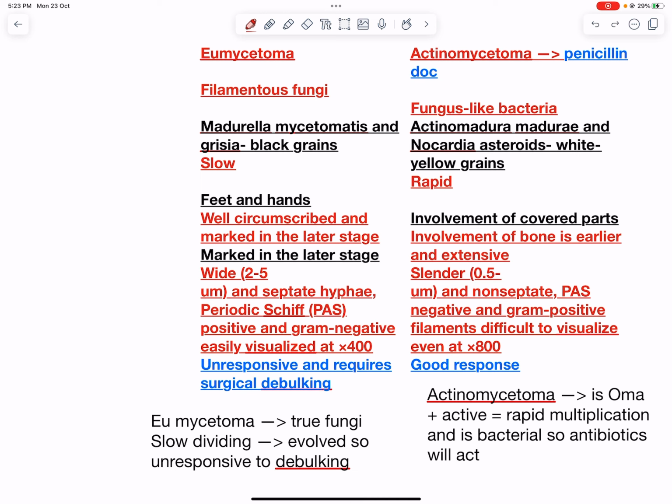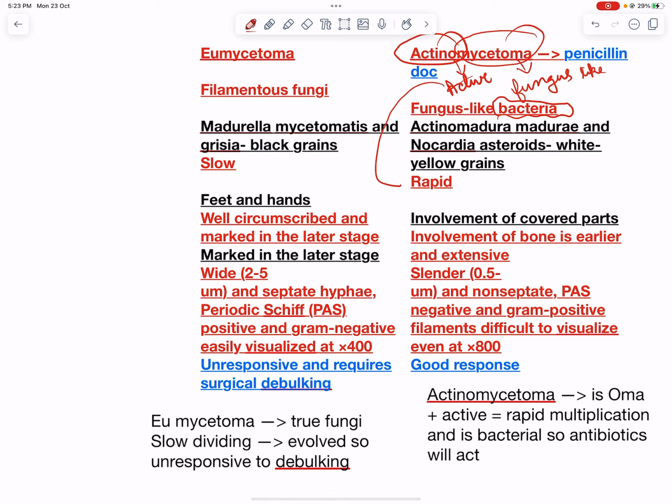So by remembering this simple fact, we can do a lot of things. Now, actinomycetoma, it is actinomycetes, and mycetoma represents fungus-like, and it is an active fungus-like bacteria. We should remember this additional information. The rest we can derive from it. Now, since it is active, it will divide rapidly, and fungus-like, so it involves the foot, Actinomadura and Nocardia asteroides, white-yellow grains.